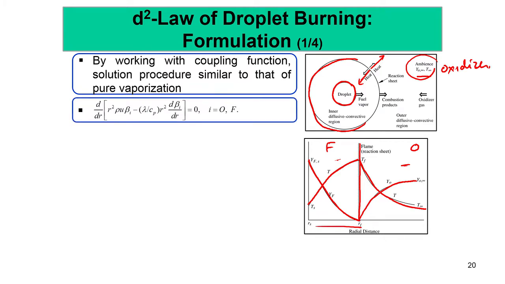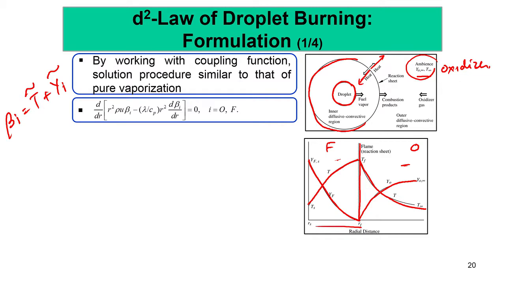So now we will go straight to the coupling function formulation, but you should derive this by yourself also, and with the coupling function formulation it becomes very simple. If you remember the coupling function, it's essentially beta_i is equal to T tilde plus Y_i tilde. T tilde, once again we apply the Lewis number equal to 1, is essentially this stoichiometrically weighted c_p T, and Y_i tilde is the stoichiometrically weighted Y_F by Y_F0, stoichiometrically weighted mass fraction.